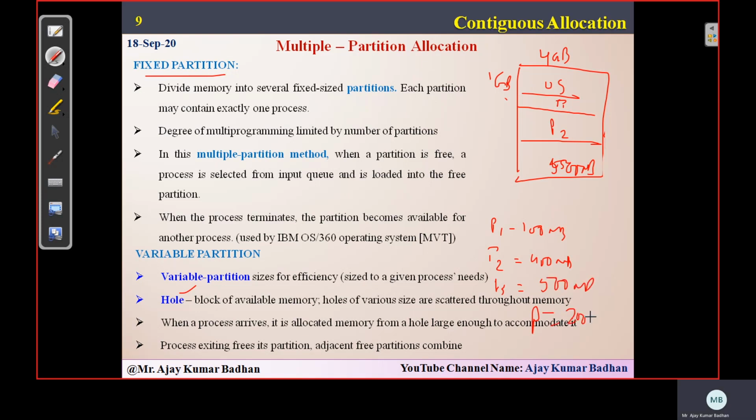Okay, now P4 came. P4 is waiting for 200 MB, but right now 200 MB is not available because the memory is full. Here the degree of multi-programming doesn't depend on a fixed number now. P4 has to wait until one of the processes completes. Let us suppose P1 has completed and come out. What is the size we gave? 100 MB. But how much does P4 require? 200 MB. So it has to wait until either P2 or P3 completes. Let us suppose P2 has completed. We had allocated 400 MB to P2, so that will be freed. So 100 and 400, total 500 MB right now, and P3 is occupying the remaining 500 MB.